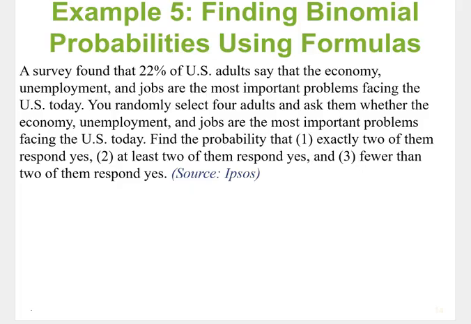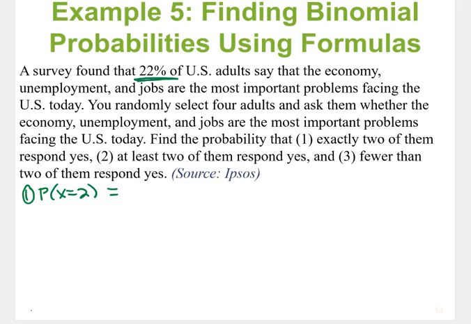So this is a kind of multi-step problem, right? We've got lots of things we have to deal with here. So first thing I have to do, let's do number 1. What is the probability that exactly 2 of them? So number 1, probability that exactly 2. All right, so we're going to need to use our formula. So let's go back and find all the things we need to find.